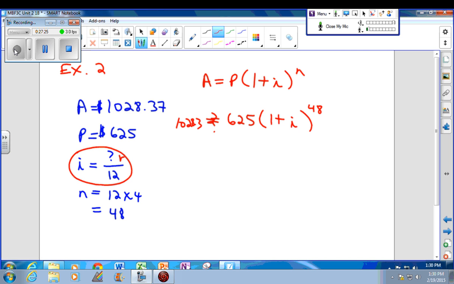Ooh, that got really kind of ugly. Let me fix that here. Wow. Okay, get a bigger eraser. So 1,028.37, and we're not sure if they're equal. We need to pick an I value that's going to make those equal. So let's pick an I value. We have no idea, right?